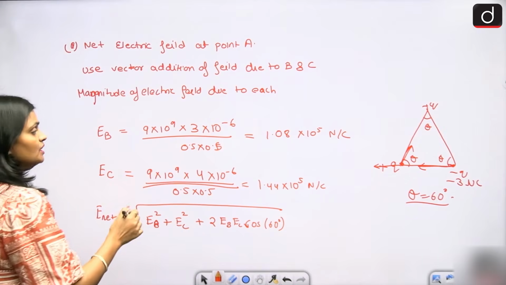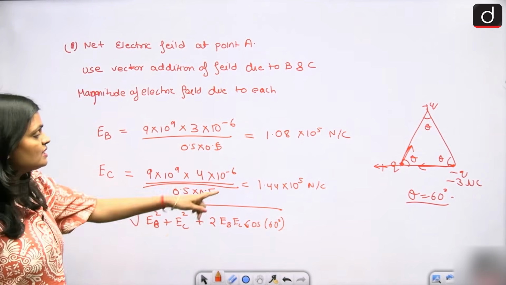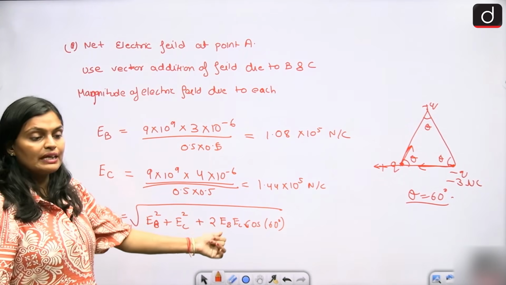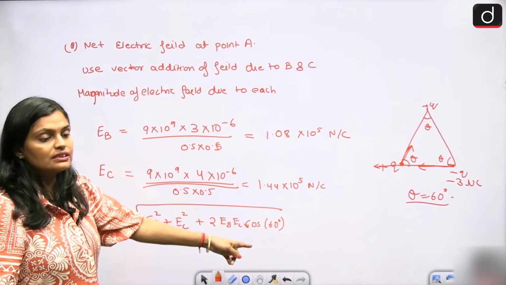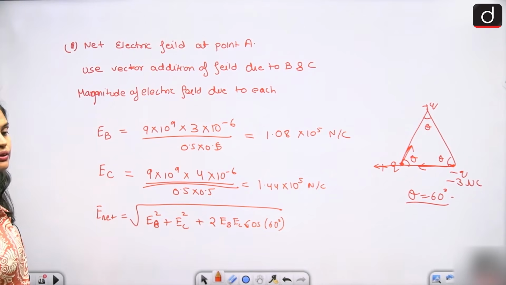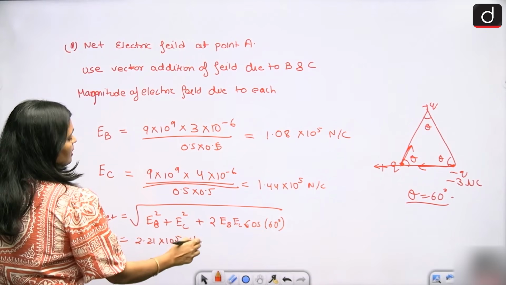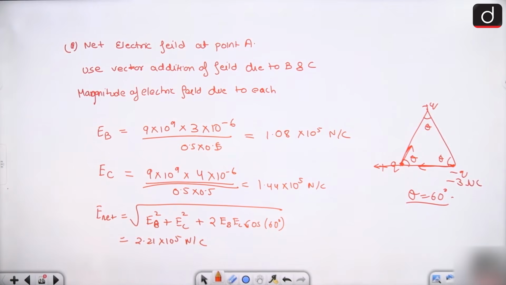EB square is how much? EB is 1.08, and in place of EC, put this value, and cos 60 degree. So ultimately what will you get? 2.21 into 10 to the power 5 Newton per Coulomb. See, I am just telling you how to solve this. अभी ये numerical है, just try to solve the calculations. Like this, you have to first of all write down what is given, which formula you have to apply, and how to solve the question in a simple way.